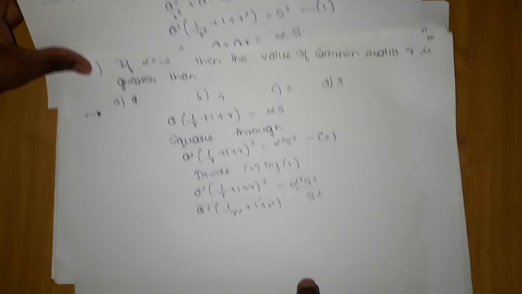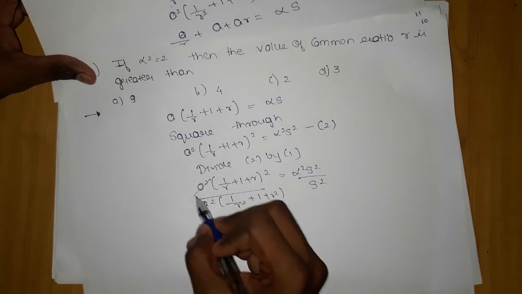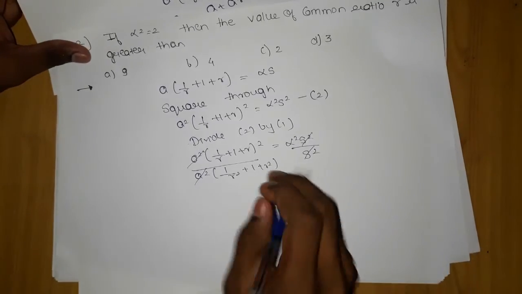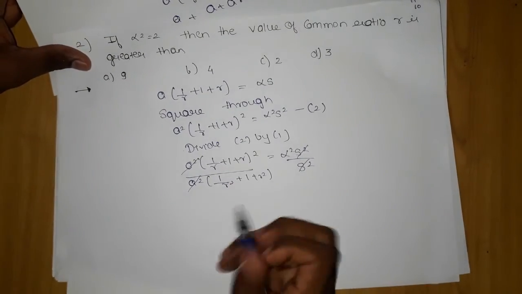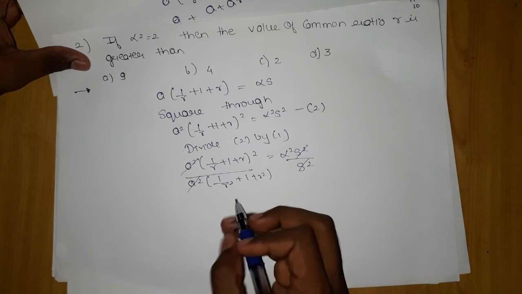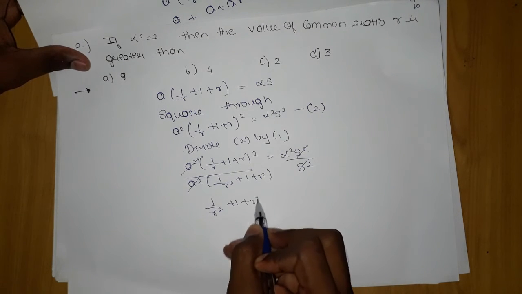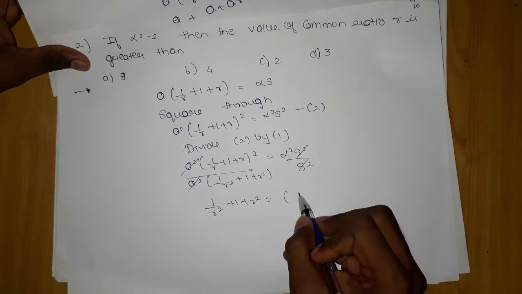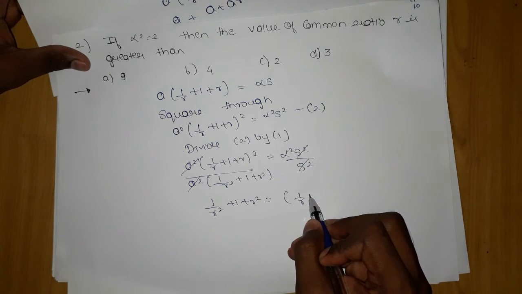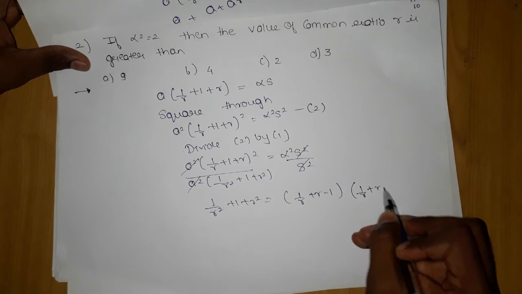The moment we divide this, this will get removed, I am very sure. What I was thinking is that we are stuck in this. What should we do with this? I was thinking what we can do from here. We will use this property: a square plus 1 plus r square, you can write it as 1 upon r plus r minus 1, and 1 upon r plus 1.